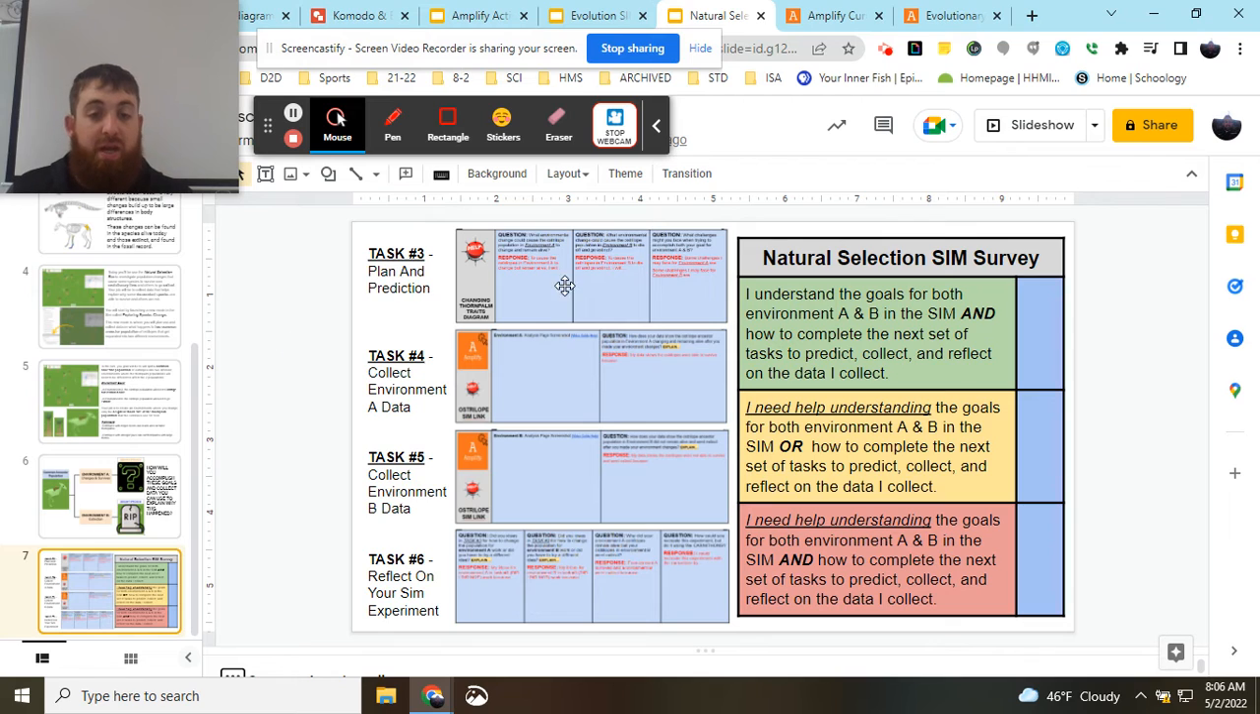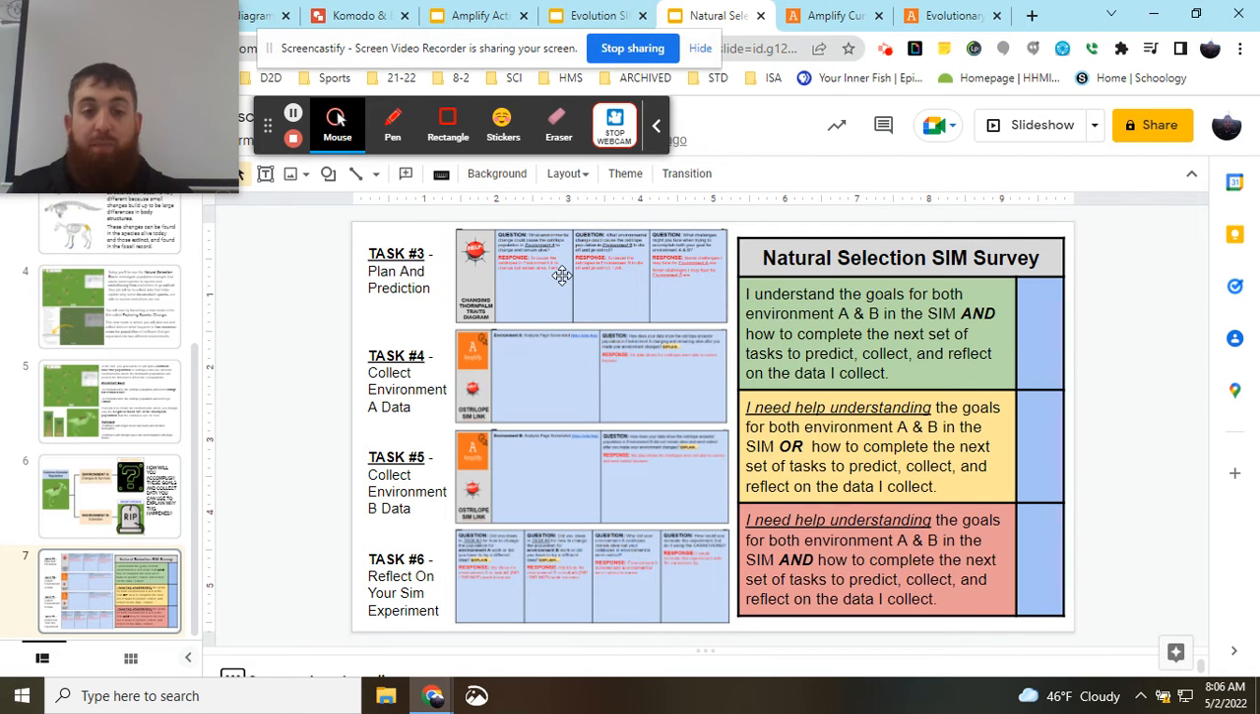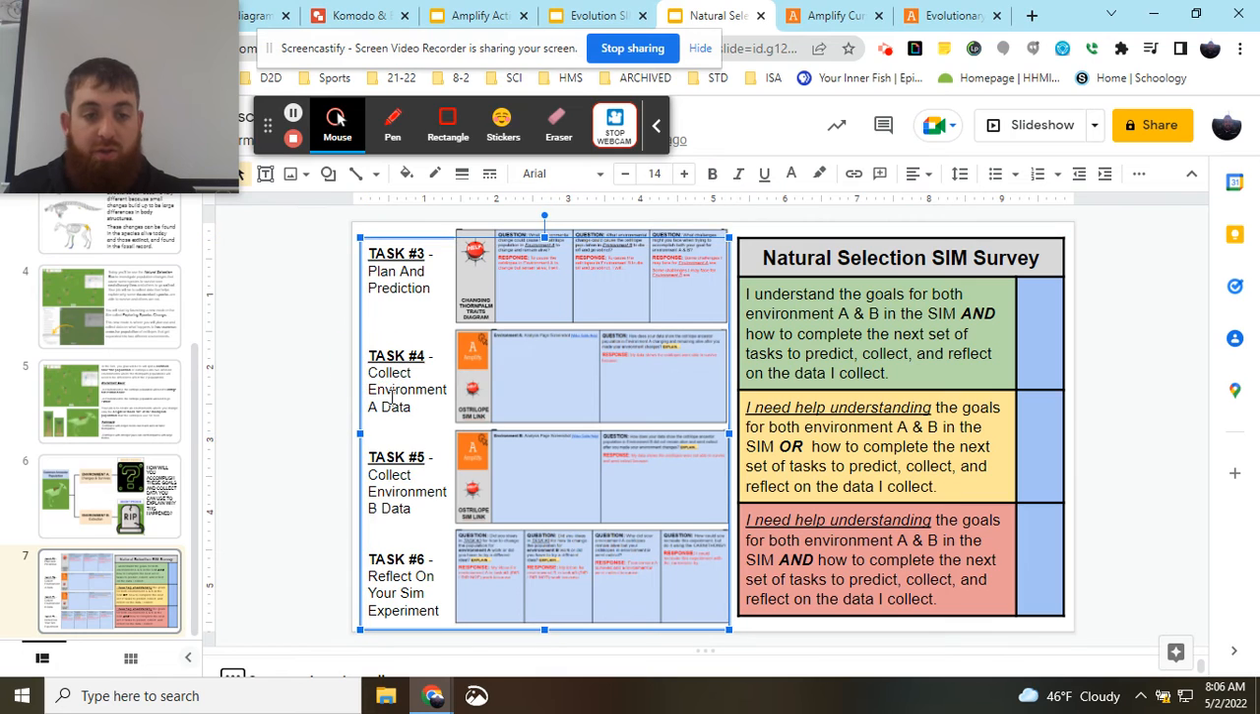So in task three, you're going to start by planning and predicting what's going to happen. So you'll answer some questions based on what you think, and you'll plan out how you'll do it in the sim. In task four, you're going to collect your evolutionary data for A that basically shows you did it. You caused them to change. For task five, you're going to be collecting environment data for B, so basically showing me that they went extinct. And then in six, you're going to reflect on everything. What happened? How did all this occur with our different populations?